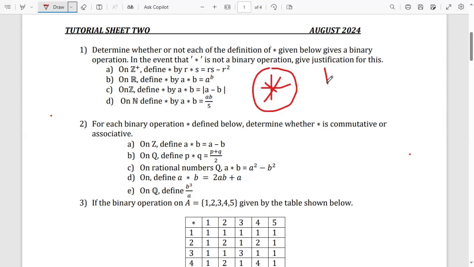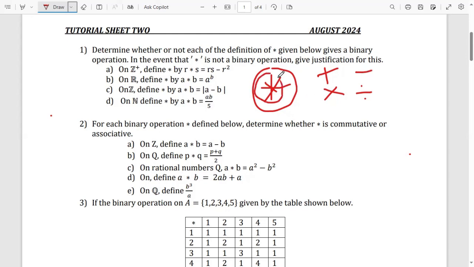So a binary operation can mean addition, multiplication, subtraction, or division. Or it can mean anything that is defined by the formula. So when we go to number 1 here, you can see they're saying determine whether or not each of the following definitions of this star, which is given below, gives a binary operation. In the event that the star is not a binary operation, give justification for your answer.